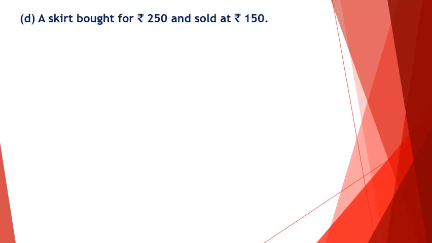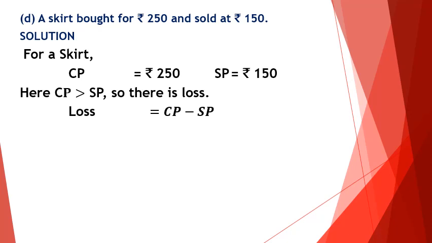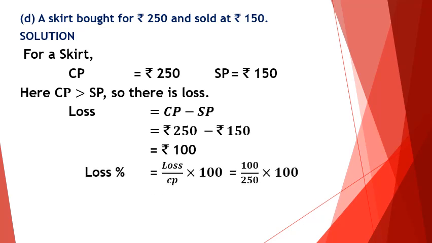Next we move to question number D. A skirt bought for rupees 250 and sold at rupees 150. That means for a skirt CP equal to rupees 250 and SP equal to rupees 150. Here CP greater than SP, so there is loss. Children, do you remember what is the formula of loss? Yes, loss equal to CP minus SP. So substitute the value 250 minus 150 equal to rupees 100 loss.